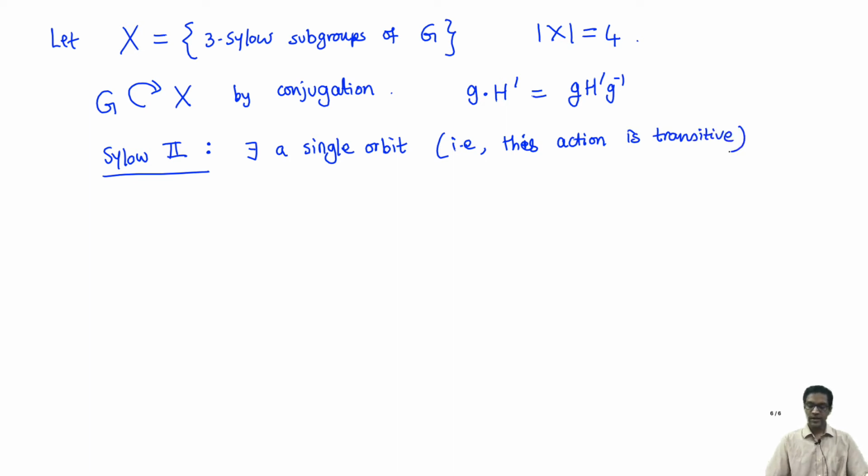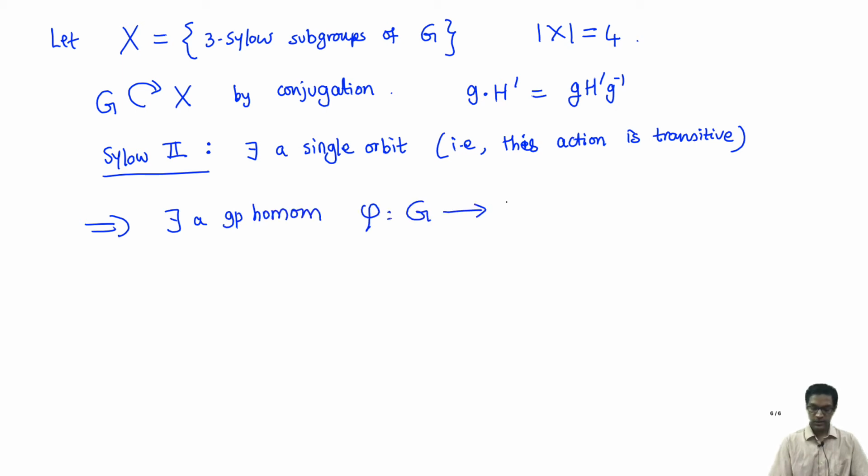Okay, so the conjugation action on the set of 3 Sylow subgroups is transitive according to the second Sylow theorem, and that's a set of 4 elements. Now let's see if that gives us what we want. So now by the general principle I just talked about, I get a group homomorphism, let's call it phi, from G to the set of all permutations of X.